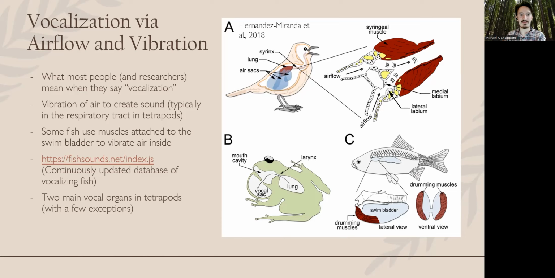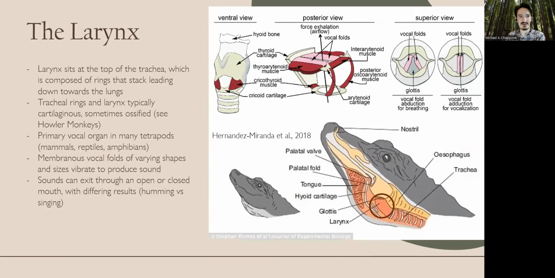Now, the outlier to this is fish. Fish use muscles attached to the swim bladder to vibrate air inside. And this is not something I'll be going too far into here, but if you want to hear some really fascinating fish sounds, you can go to fishsounds.net, which is a continuously updated database of vocalizing fish. Now, there are 2 main vocal organs in tetrapods, with a few exceptions.